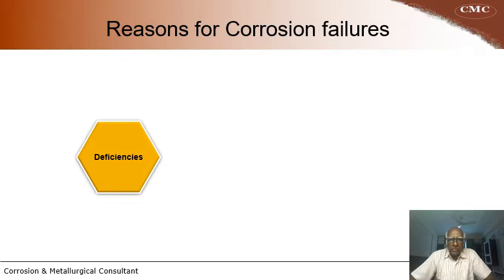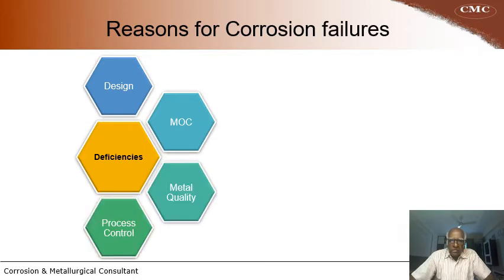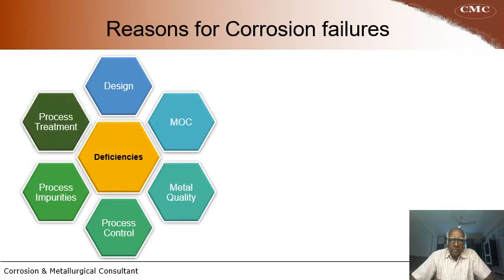Reasons for corrosion failures can be due to different deficiencies. Some of these deficiencies are design, material of construction, metal quality, process control, process impurities, and process treatment.